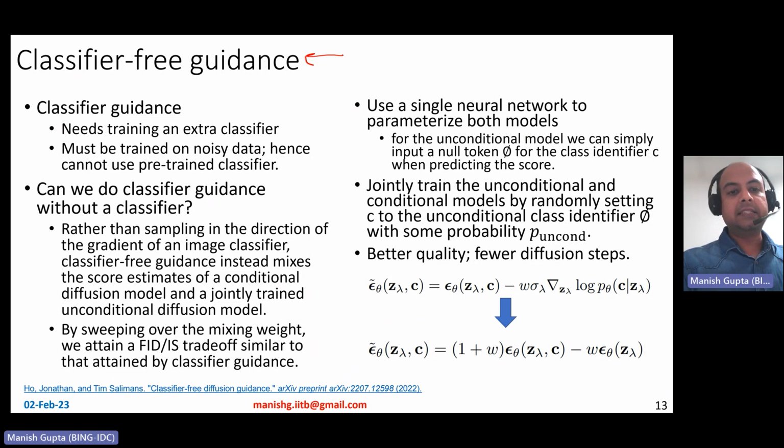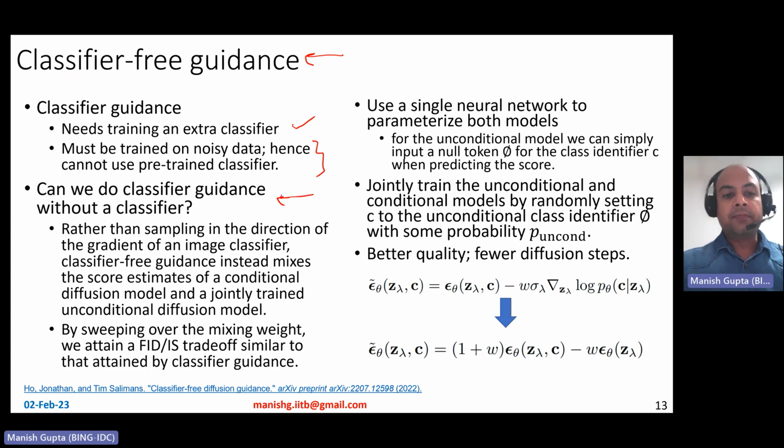Classifier guidance needs an extra trained classifier. You remember, you have to train a separate classifier, and that too you have to train it on noisy data also, so that it can classify noisy samples appropriately. Therefore you can't even use pre-trained classifiers for that extra classifier which predicts the class label. And higher scale values led to poor diversity, and that is why people said, can I do classifier-free guidance?